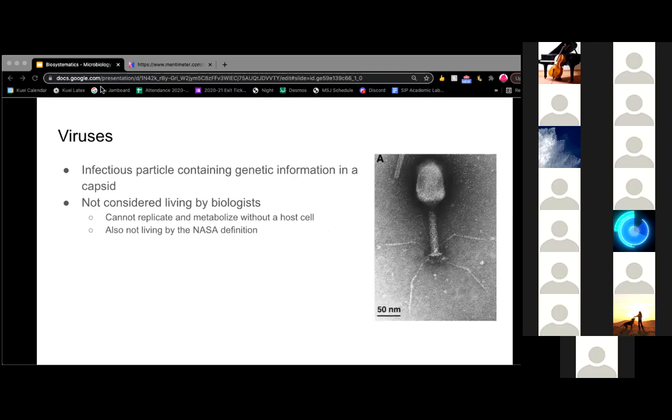All right, now moving on to viruses. So a virus is an infectious particle that's made up of genetic information stored inside a protein coat called a capsid. And viruses are not considered living by biologists and instead fall into a gray area between living and non-living. And this is because they do not possess the ability to replicate and perform metabolic processes without a host cell. And viruses are also not living by the NASA definition because they're not capable of self-sustained Darwinian evolution, and instead they evolve along with their hosts.